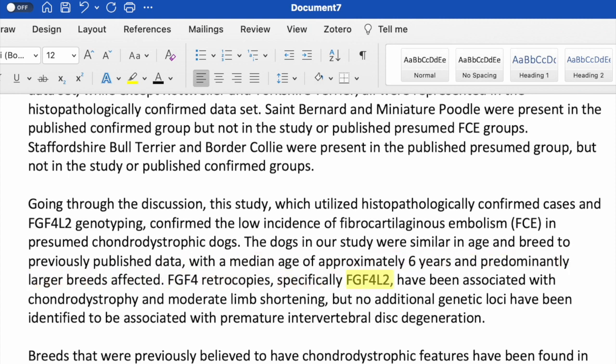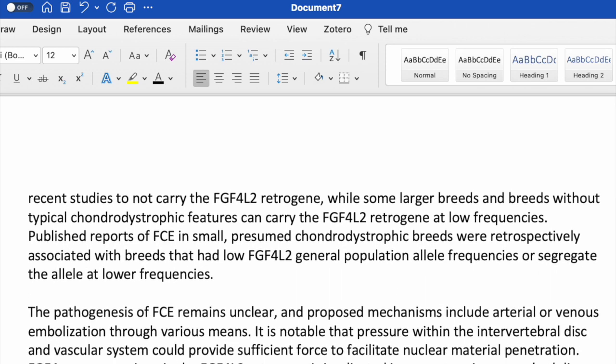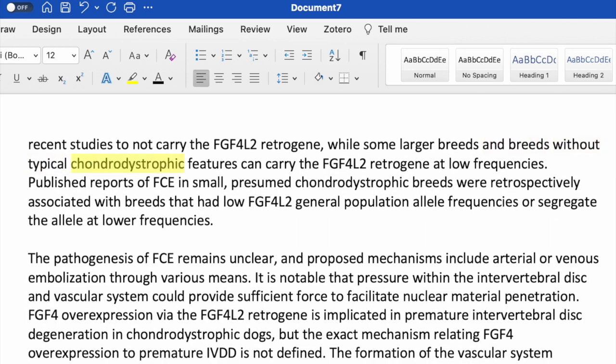FGF4 retrocopies, specifically FGF4L2, have been associated with chondrodystrophy and moderate limb shortening, but no additional genetic loci have been identified to be associated with premature intervertebral disc degeneration. Breeds that were previously believed to have chondrodystrophic features have been found in recent studies to not carry the FGF4L2 retrogene, while some larger breeds and breeds without typical chondrodystrophic features can carry the FGF4L2 retrogene at low frequencies.